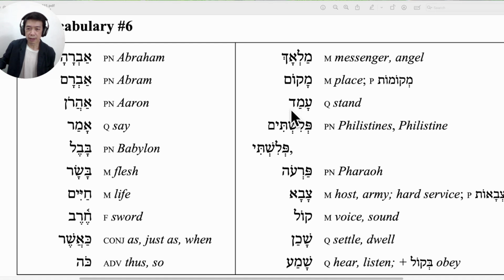The next word is Philistines. In plural form, it's pronounced in Hebrew as Plishtim. In singular form, it's pronounced as Plishti. The next word is Pharaoh. In Hebrew, it's pronounced as Par'o.